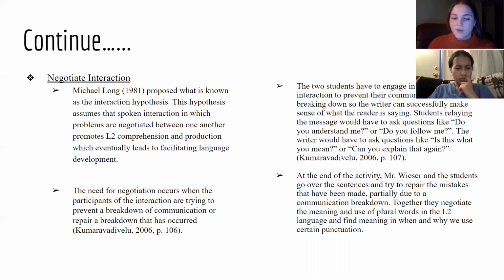The second way we see negotiated interaction is to repair a communication breakdown that has already occurred. This is a teacher-student interaction. So at the end of the lesson, when Mr. Weiser and the students are evaluating all of the questions, they're working to repair mistakes that might have been made during the communication breakdown. So they work together to negotiate the meaning and use of the plural words that sometimes were not accurate, and different punctuations.